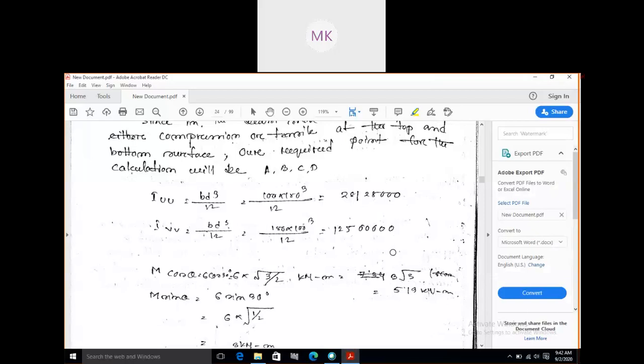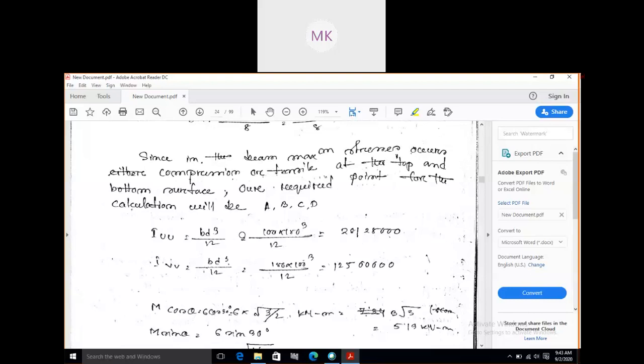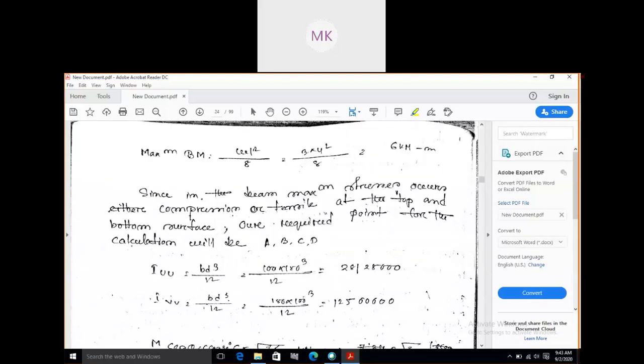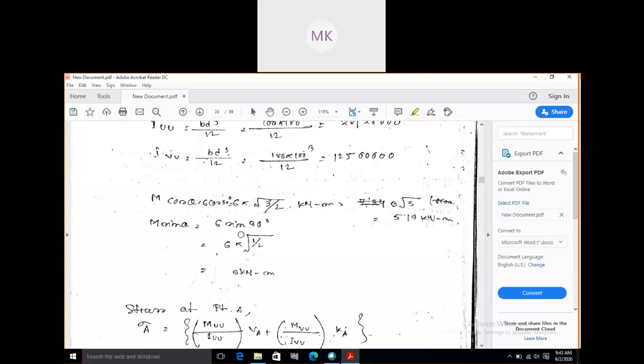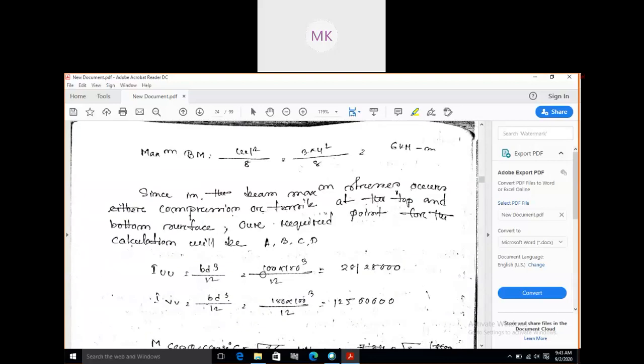Similarly, find out along the V axis. It will be DB cubed by 12 again. Just replace the B and D. In the earlier case it is 100 into 150, now it is 150 into 100. Very simple. After that, just remember the formula. We need M cos theta. So just put the value of M. We already know M is this 6 kilonewton meter, the maximum bending moment we have already found.